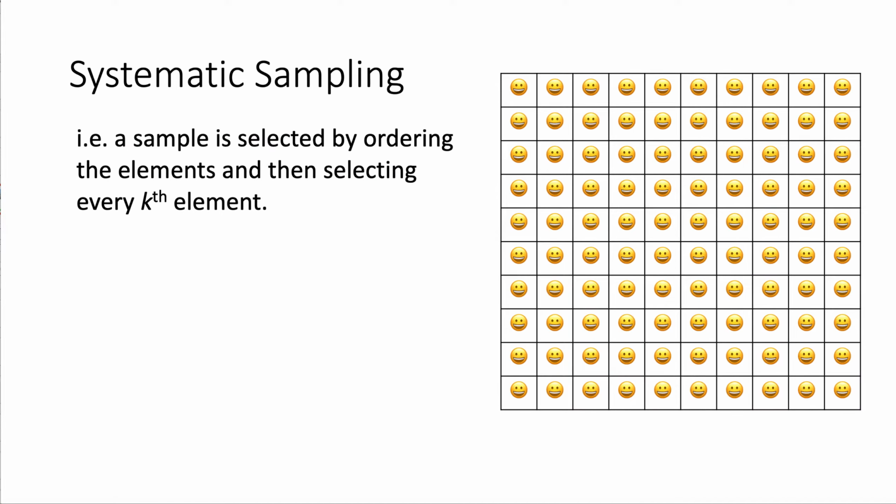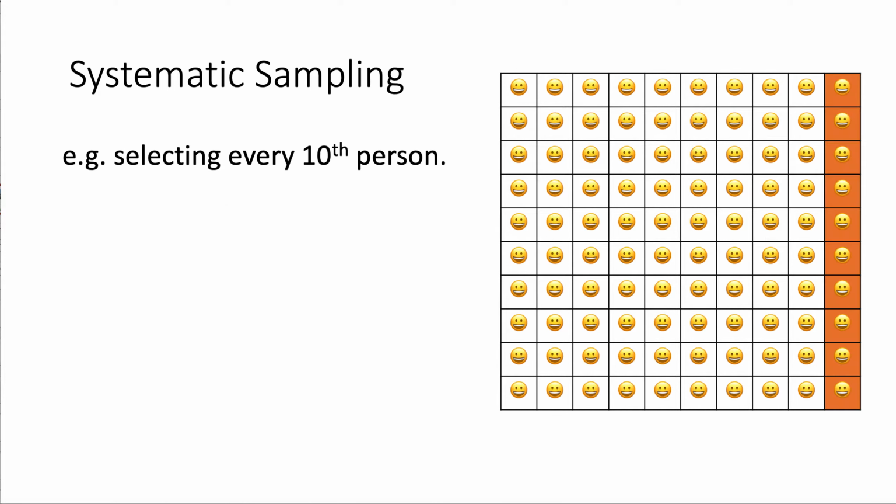Okay, systematic sampling is where you use a pattern to do it. You order the elements or order the people, and then you take every kth element. So every however many number element. Here's an example here. That's my sample. I took every 10th person.